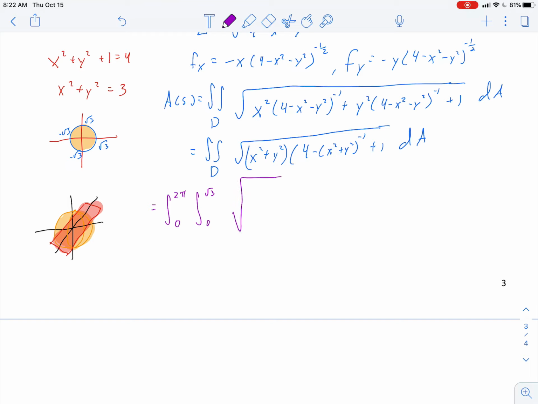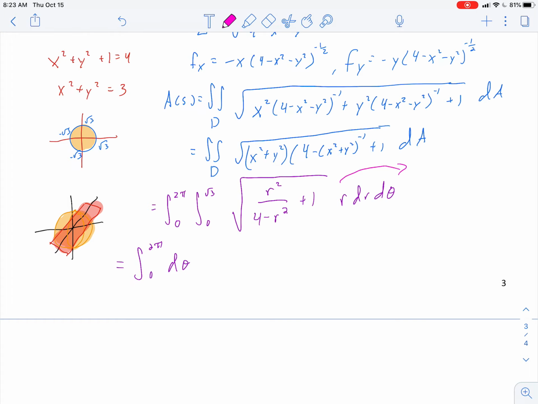This is going to give me, you know what, let's go ahead and rewrite this. The square root of that is going to be r squared divided by 4 minus r squared, because that negative 1 puts it in the denominator, plus 1, and then the area element. Whoa, not dA. Let's go ahead and change it: r dr d theta. And then I'm going to go ahead and pull out the 0 to 2 pi d theta.